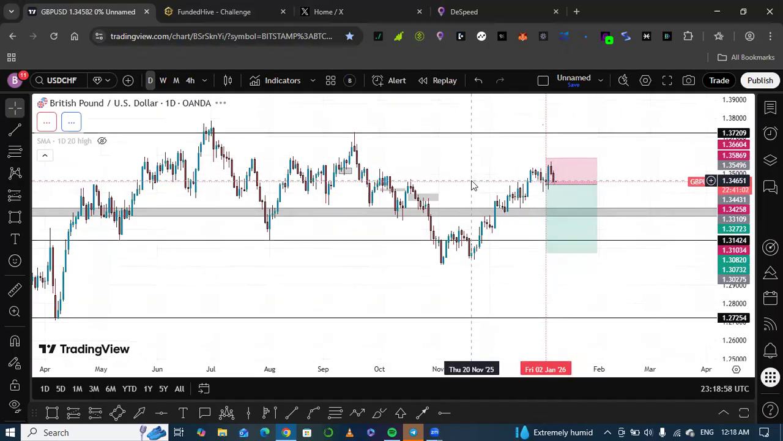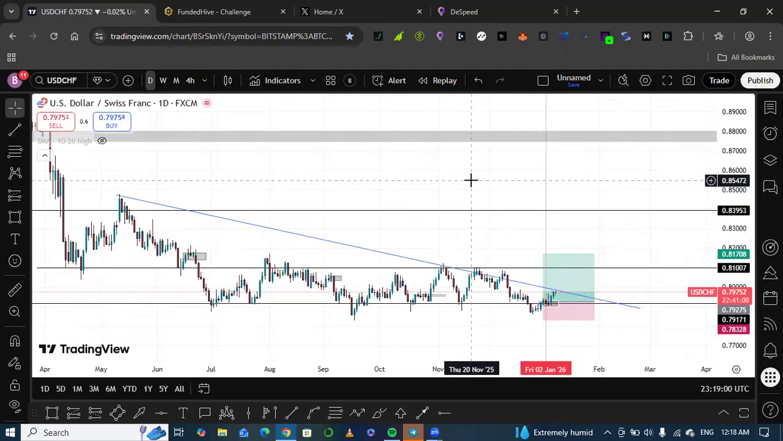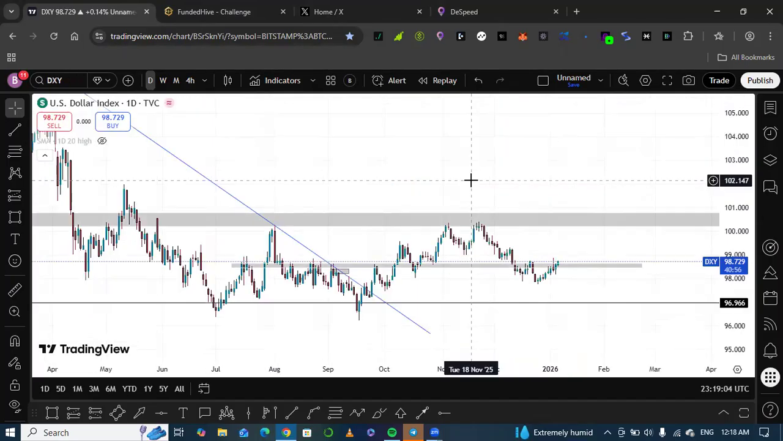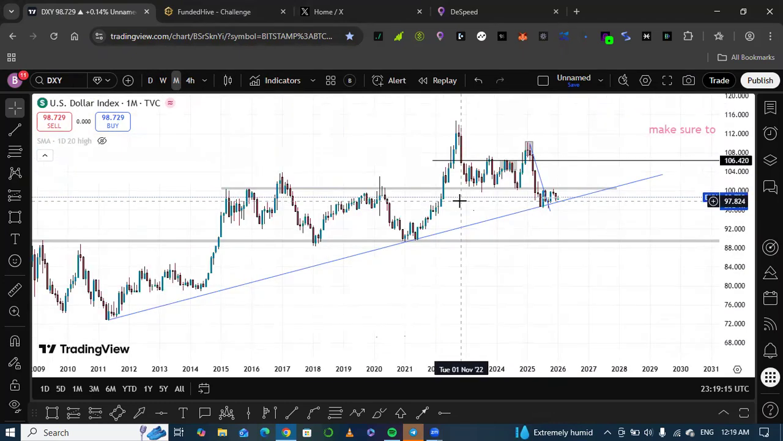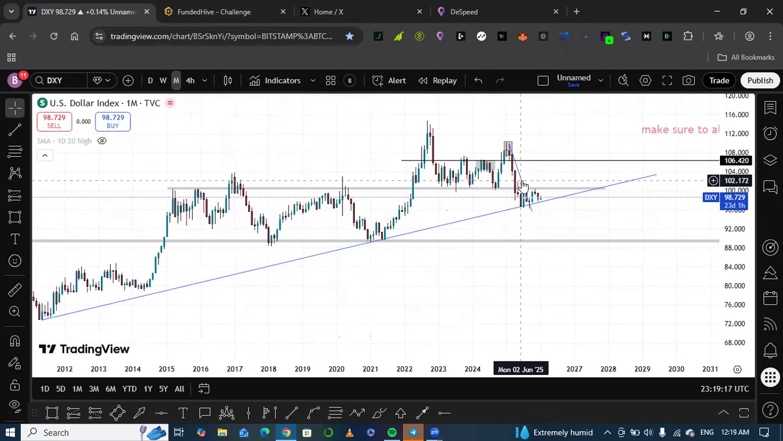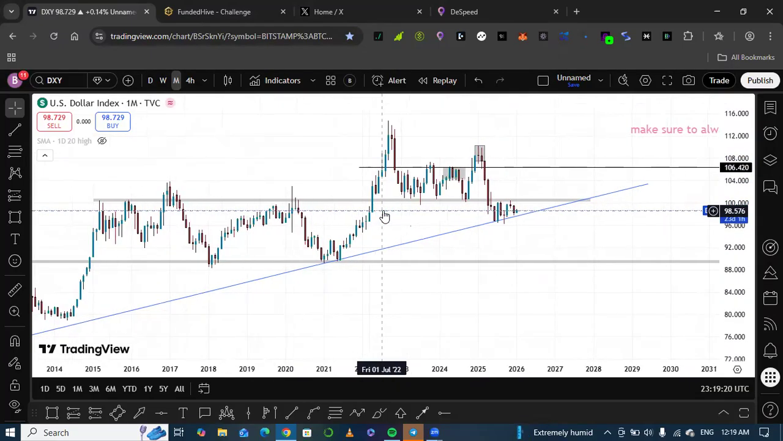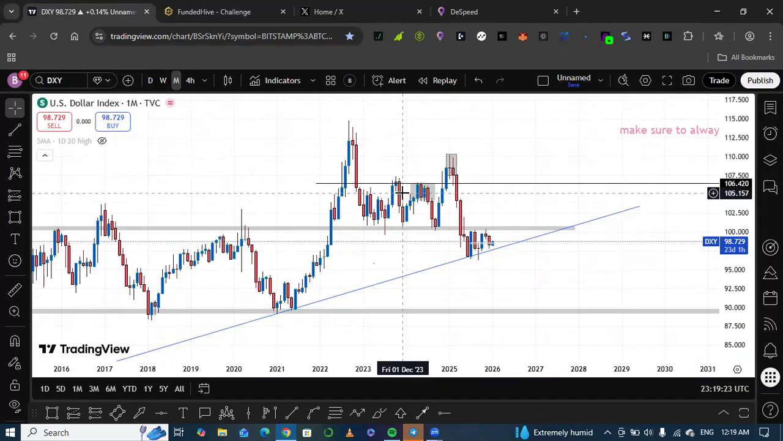So let's start from DXY as usual. As you all know already, I don't do anything without first analyzing on DXY. So let's start on the monthly charts. Let's delete some drawings so that our chart will be a little bit nice and clean.